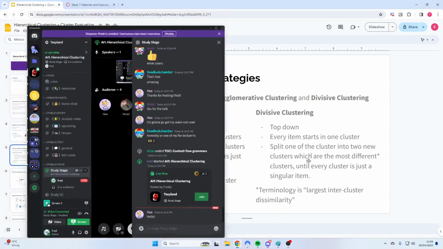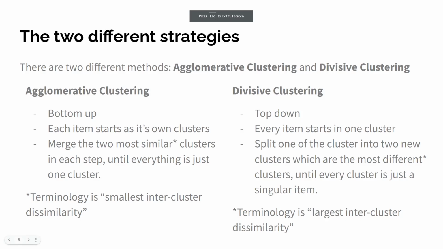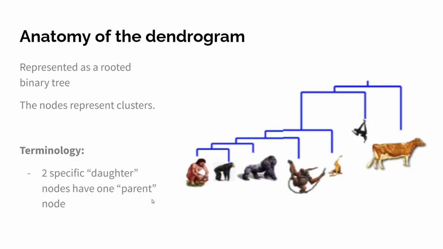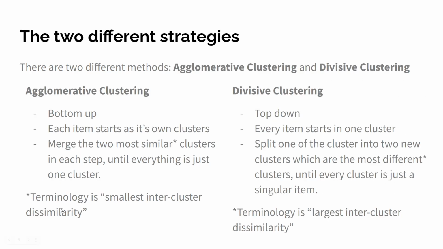The specific terminology they use is smallest intercluster dissimilarity. Intercluster is talking about between clusters, not inside a cluster. So we look at the smallest dissimilarity, which is just the most similar.